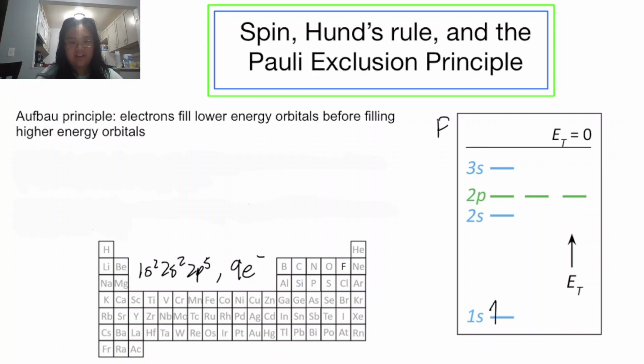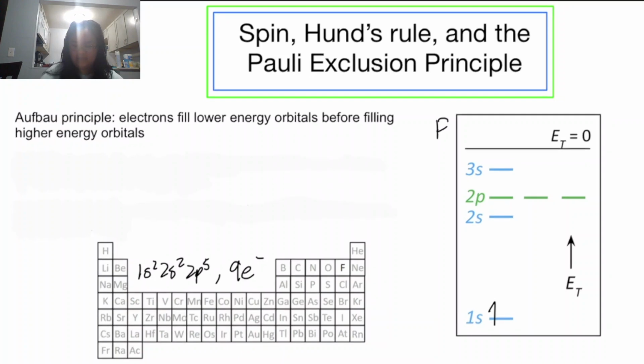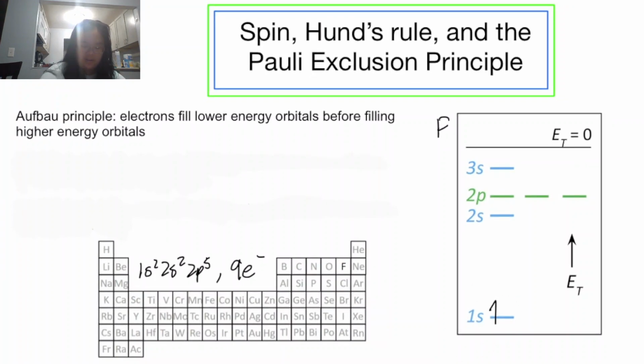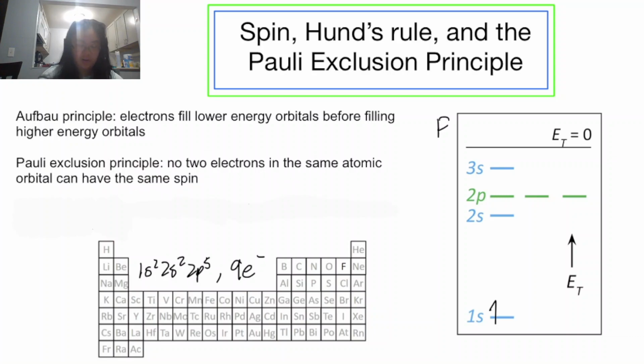Now, let's draw our second electron. According to the Aufbau principle, our second electron enters the lowest energy orbital, the 1s orbital. But does it enter as an up arrow or a down arrow? To figure this out, we need our second rule, the Pauli exclusion principle, which says that no 2 electrons in the same atomic orbital can have the same spin. Since we already have an electron with positive spin, our second electron must have negative spin.